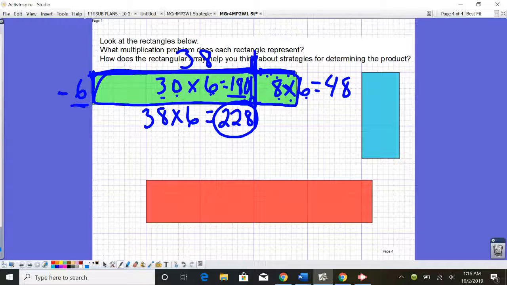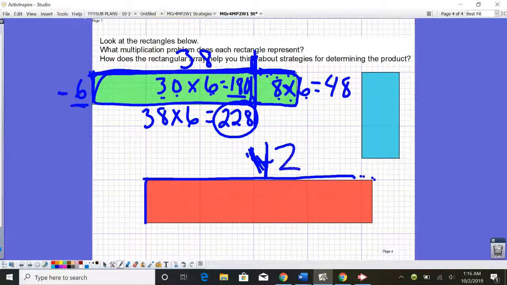The last one I want to do really quickly is this one. There are 10, 20, 30, 42 across the top. Come on, my computer's not letting me write. Okay, there are 42 across. Oh, there we go. There's all my lines. 42 across and 8 down.